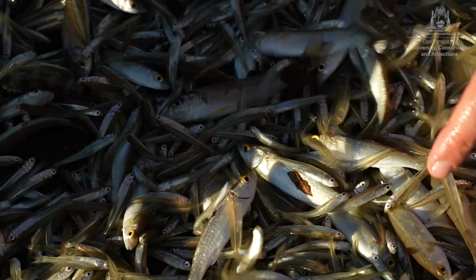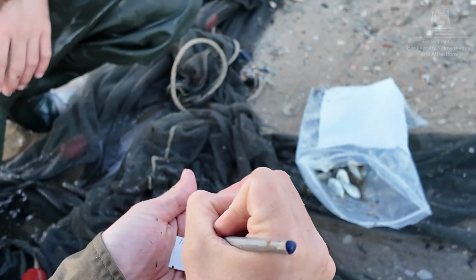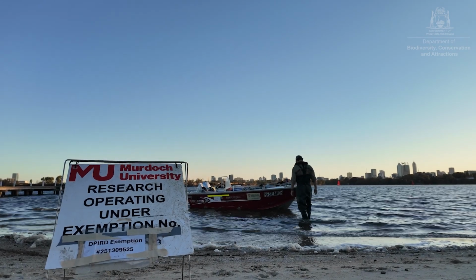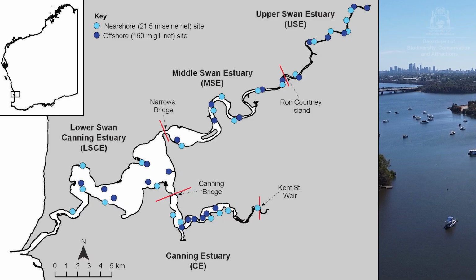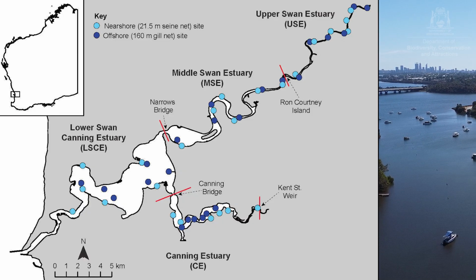In partnership with Murdoch University, the department runs the Fish Community Index. Since 2012, the department has worked with the university to undertake the monitoring. So on an annual basis in summer and autumn, the university will work with DBCA staff to go out and take the fish samples in both the nearshore and the offshore waters across 4 different zones within the waterway.